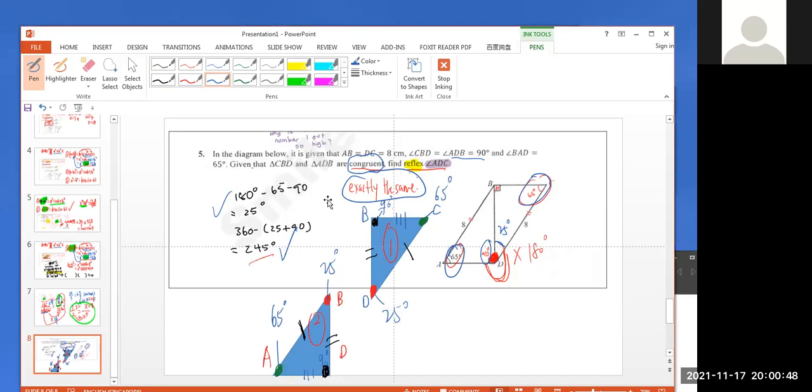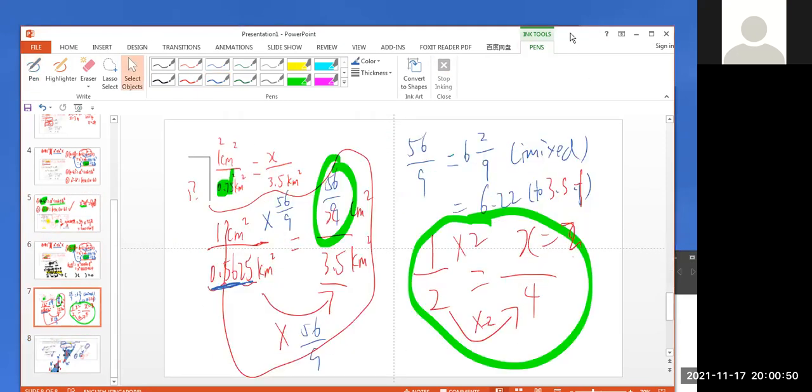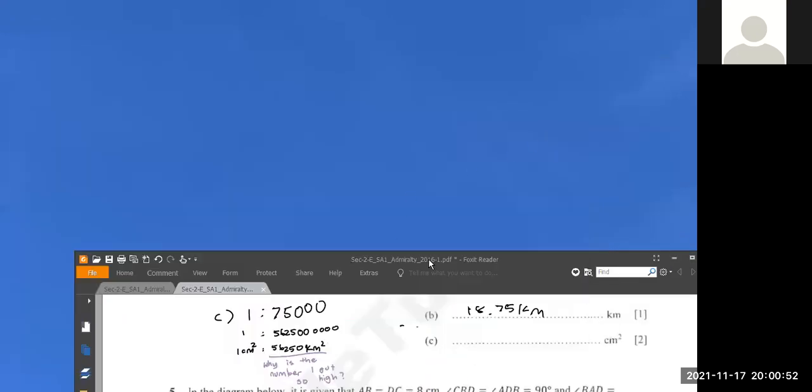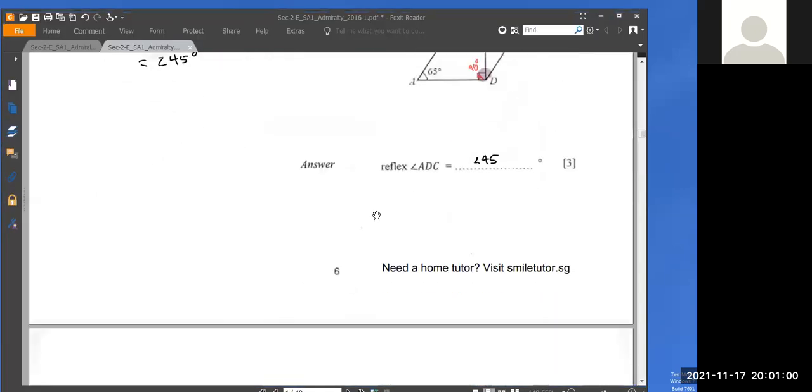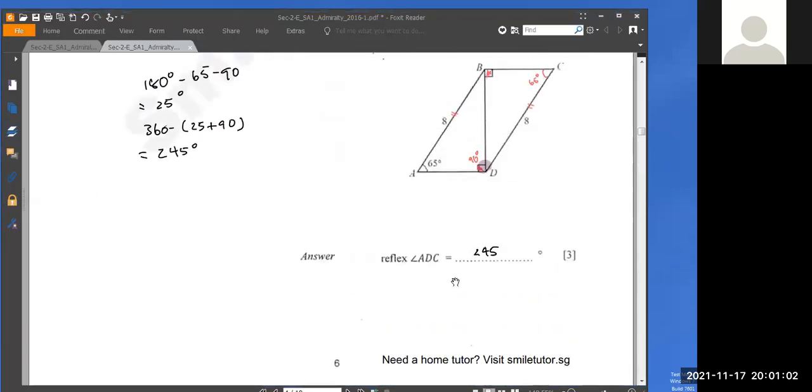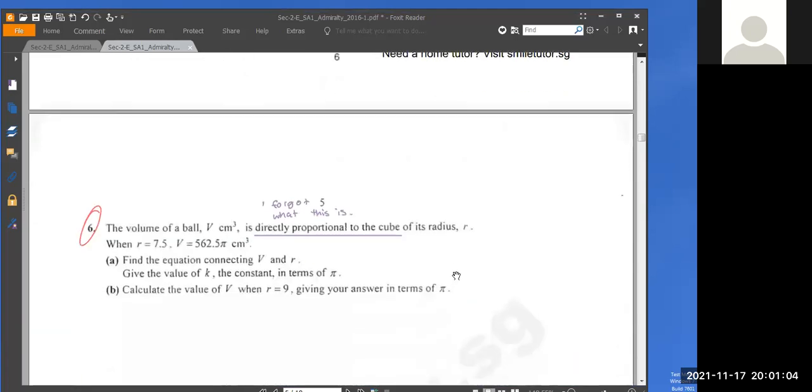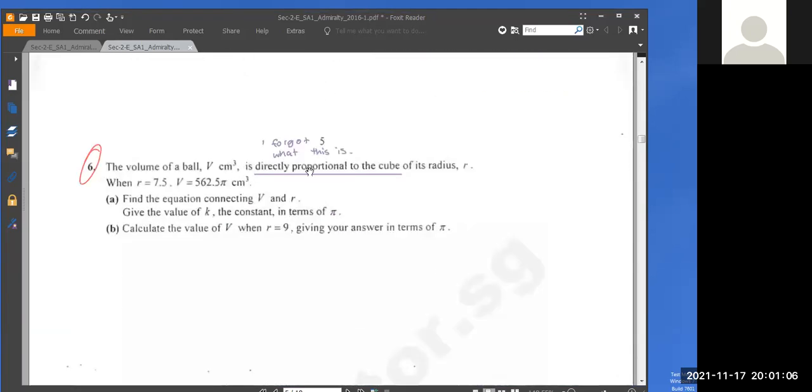Next question. Okay, so far you have scored a lot of questions, which is a good sign. And we move this to this. Next. This is directly proportional.